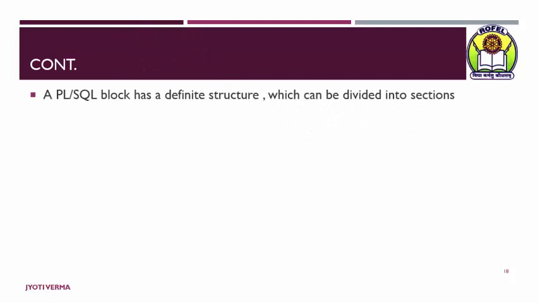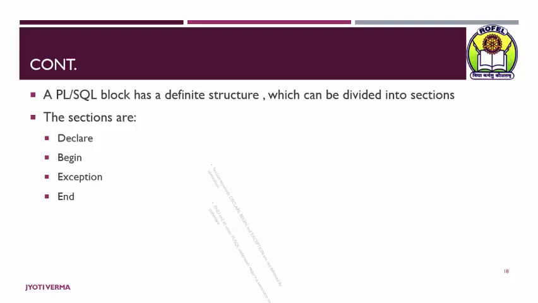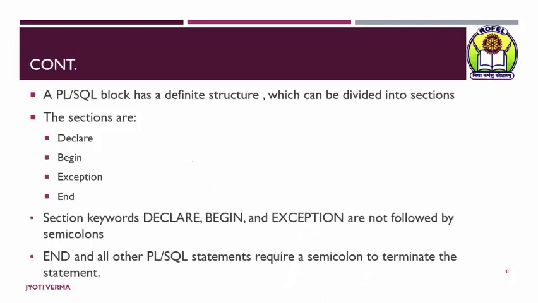So a PLSQL block has a defined structure which can be divided into sections, and the sections are, as you can see from the figure, declare section, begin section, exception section, and the end section. The order is important over here. First section is always the declare section, second is always the begin section, third is exception, and the last section is your end section. Each of these sections will have a name.